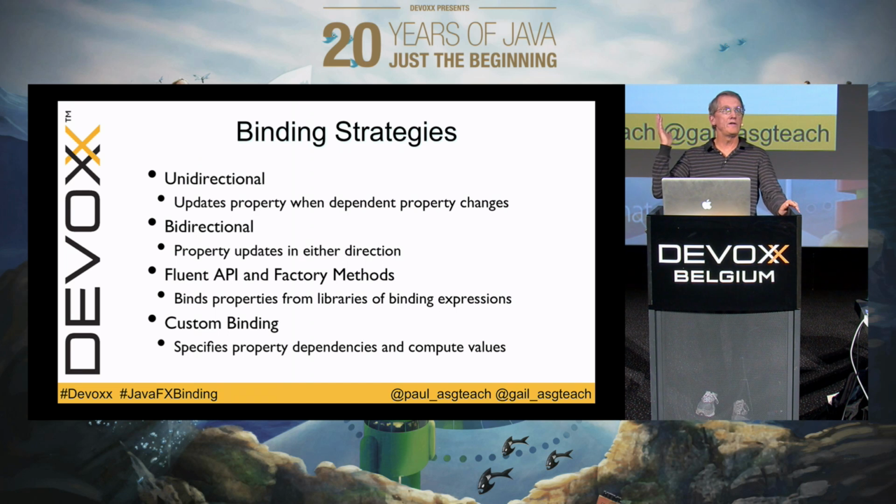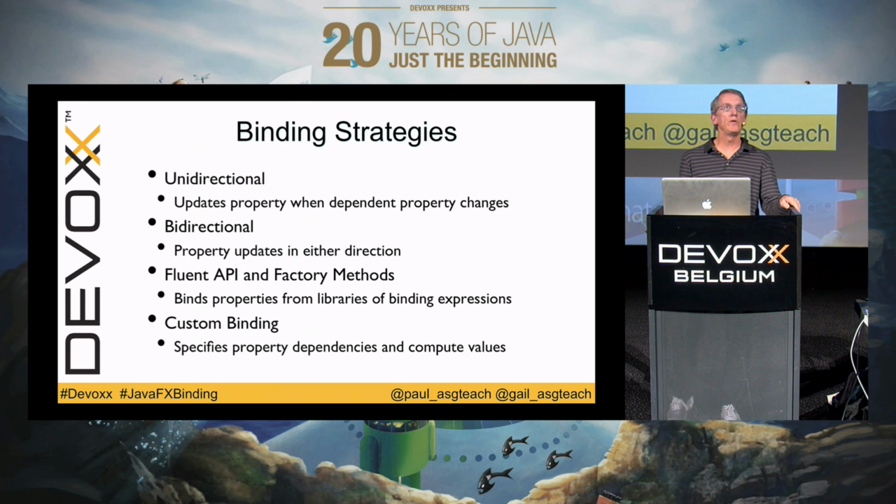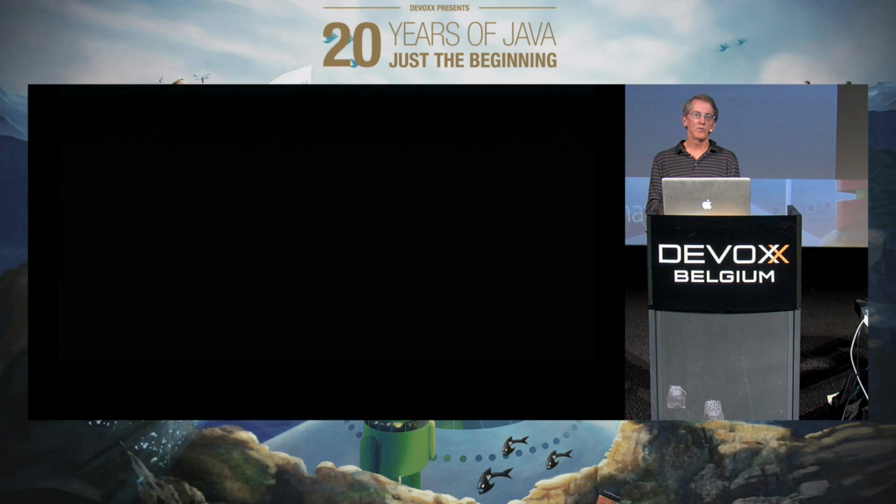So here are the 4 binding strategies that I'm going to go over, and we'll be talking about each one separately. The first one that I'm going to talk about is unidirectional, and then we'll show you how we're using that in the code, and then we'll show you the examples of each one of these other ones. Okay, let's go back into the code now and show you an example of unidirectional binding.